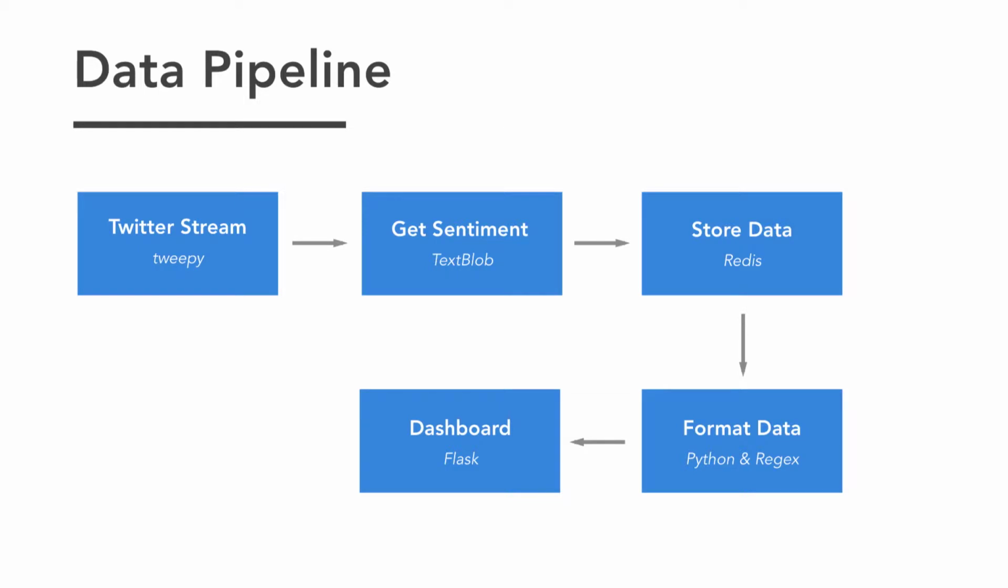You can see here's the pipeline we've been going through throughout the series. We started with our Twitter stream, then we moved on to sentiment, then storing the data in Redis. After that, we formatted the data using a custom Python class. And last but not least, we displayed the information on a dashboard using Flask. Now let's talk about what we could do at each step to make it better.